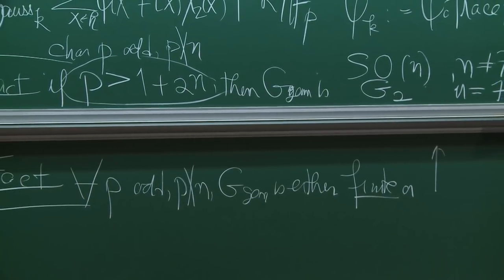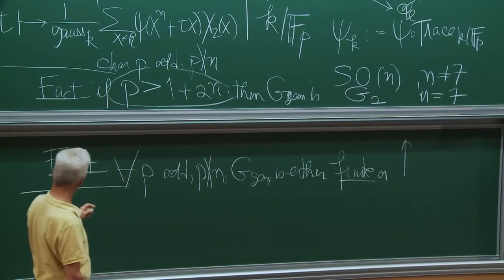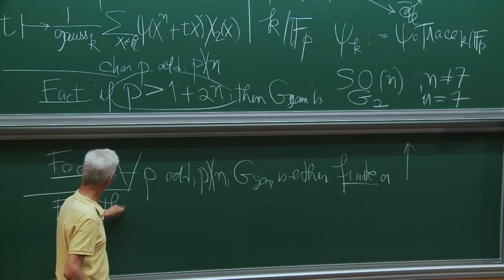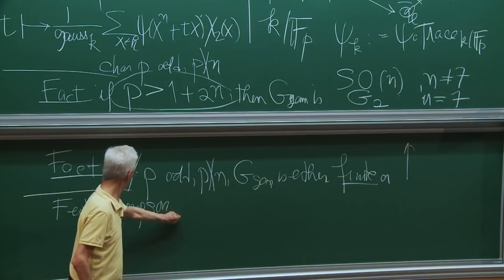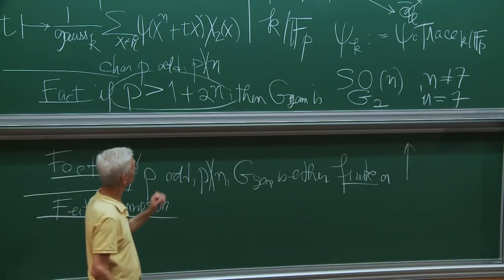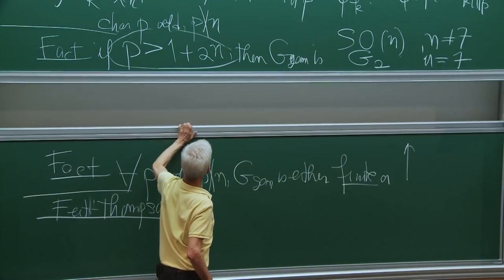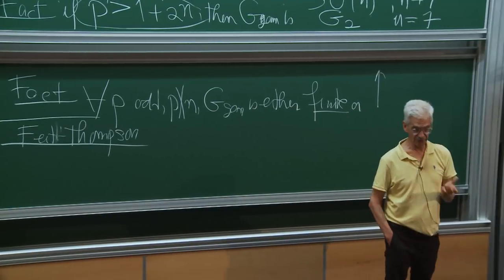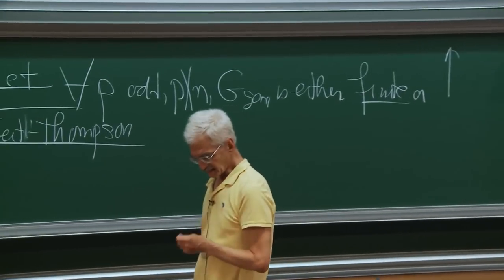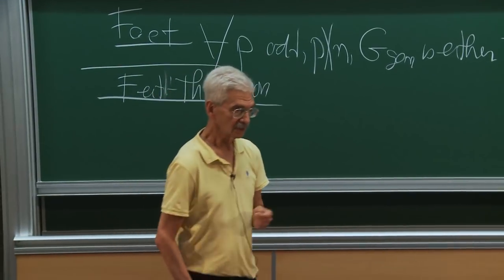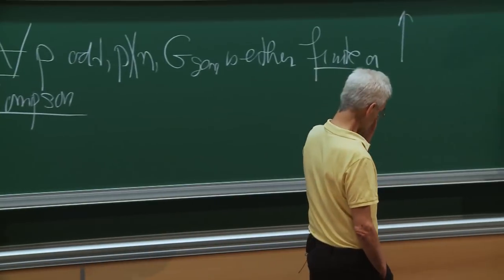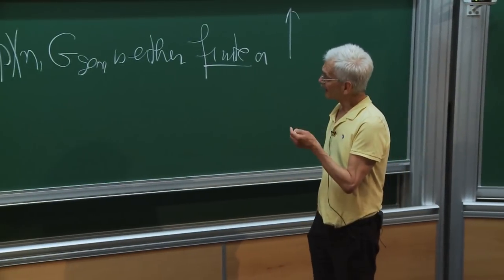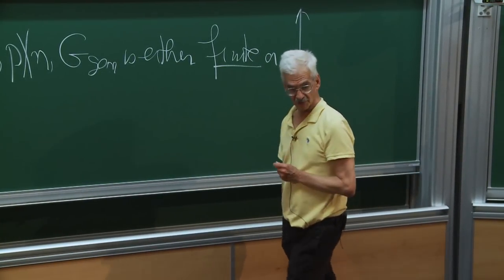And this condition, p large compared to n, that enters because of a theorem of Feit and Thompson, which is a kind of wonderful strengthening of one of Jordan's theorems on finite groups. Jordan's theorem is that if you have a finite subgroup of GL_n over the complex numbers, then it has a normal abelian subgroup whose index is bounded by some constant which only depends on n.